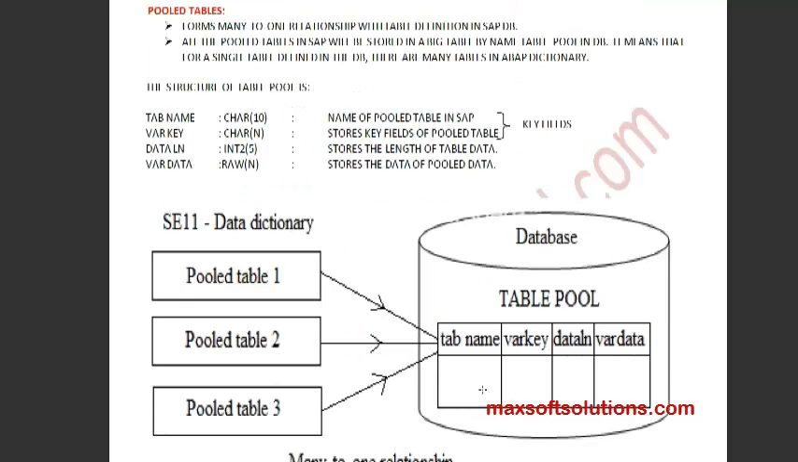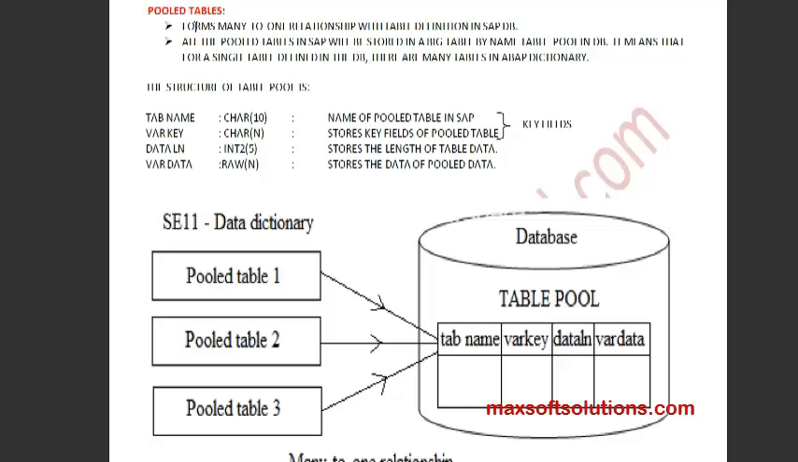The next thing is the pool table. In the data dictionary, that is in the application layer, we create one, two, three tables, not just three, more than three also, we can create as pool tables. All these tables will be created as a single table in the database layer, that is called a table pool. So the structure of the table pool will be like TABNAME, VARKEY, DATALN, VARDATA. Okay.